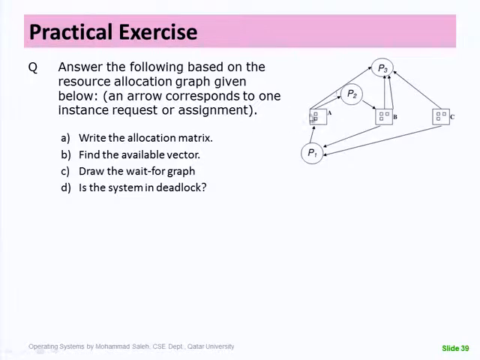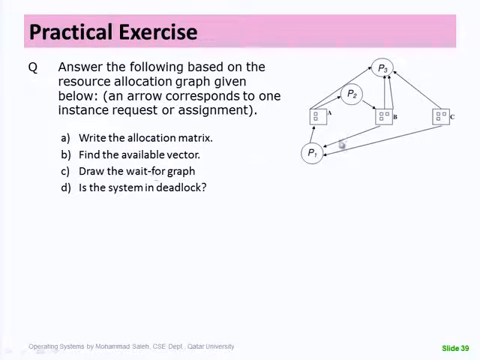I have 2 of A, that's all of what the system has, and all of them are allocated. So what's available? 0. I have 3 of B, all of them are allocated. So 0 B, right? I have 3 of C, 2 allocated means I'm left with 1. Okay? So we can get that kind of information.